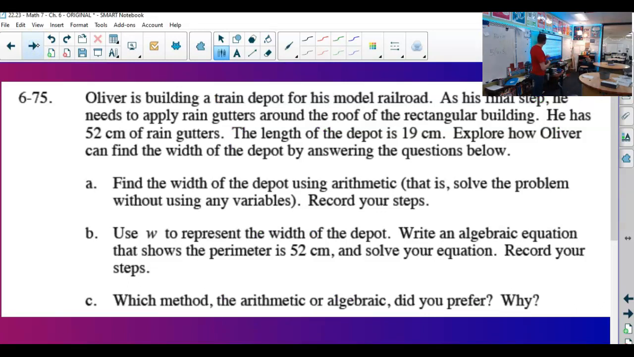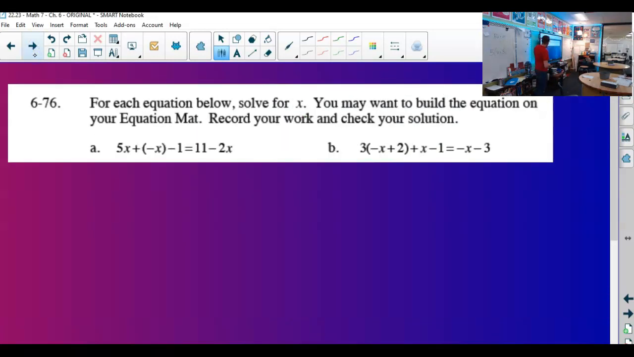Oliver's building a train. Actually, let's skip this for a moment. Let's go here. Try 76A. We'll come back to the word problem. We might save it for tomorrow. This is in your book. It's in front of you. If you want to look at it in your book, Lindy, it's in your book. I see you squinting. It's in your book. That's why you have books in front of you.